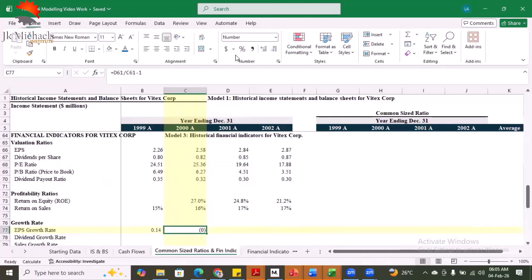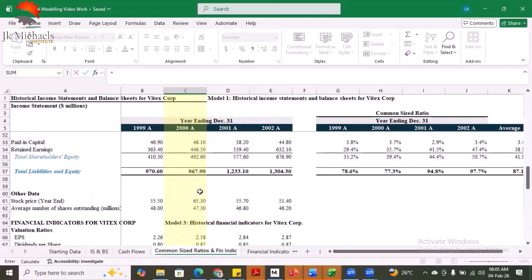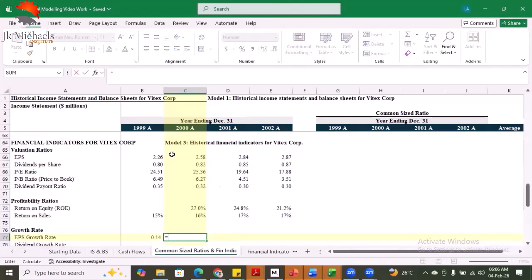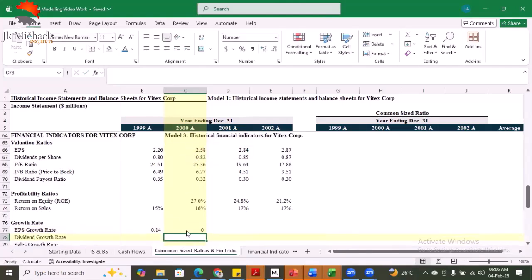That's a negative growth rate. Sorry, I don't think I did that very well. Earnings per share, the next period divided by the previous period minus 1. Oh, I was doing that on stock price, right? Let's correct that. Earnings per share, the next period divided by the previous period minus 1. Okay, turn that into percentage. And that's 10% growth rate. It's about 14% growth rate.